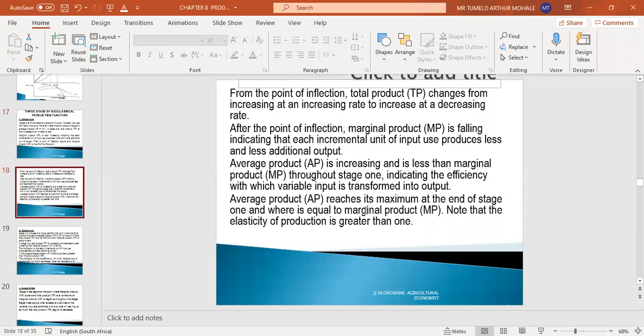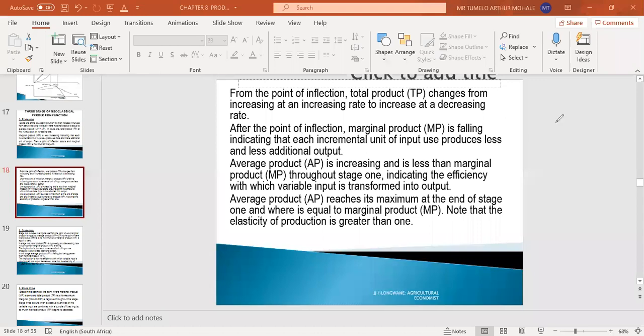Then the other thing, the last thing that you should know about stage 1 is that, this session, am I still on the line? Yes, Tumelo. Okay, thank you.